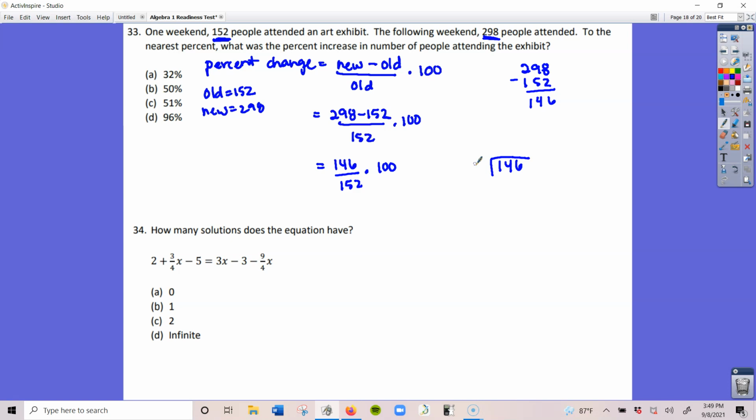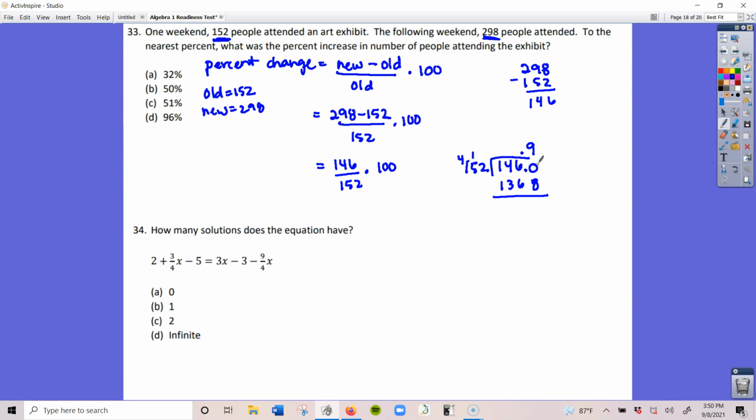146 divided by 152. Now 152 does not go into 146. So I'm going to put a decimal and add a 0. And now I'm going to do 152 inside of 1,460 instead of 146. This is about 9 times. 9 times 2 is 18. 9 times 5 is 45. Add 1, so 46. 9 times 1 is 9, plus 4 is 13.